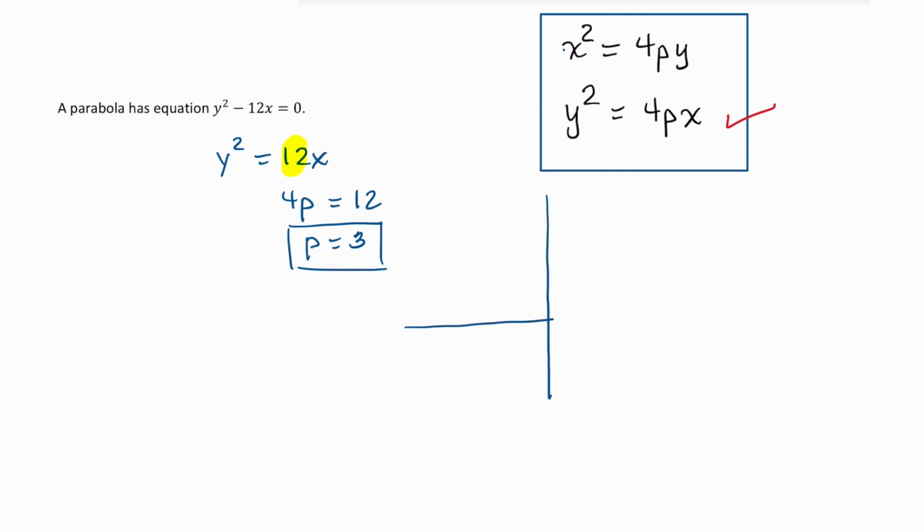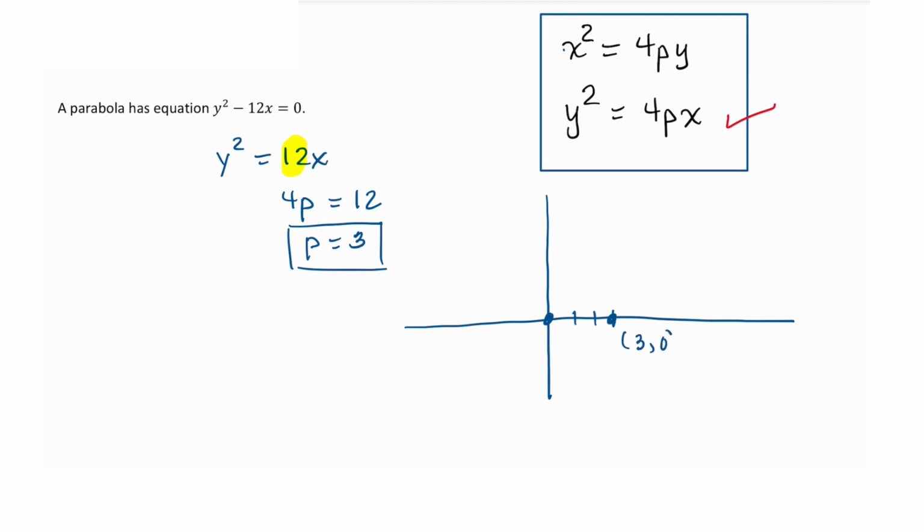So just as a rough sketch here, here's our vertex at (0, 0), and when it's simply a squared term on one side and an x or y term on the other side, we know that (0, 0) is going to be the vertex. So 3 units to the right, we have our focus.